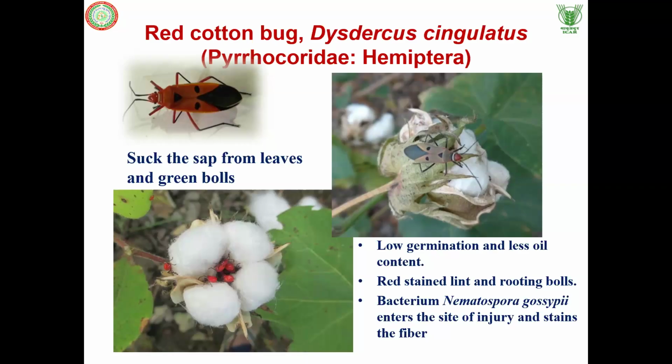Generally, the cotton should be whitish in color, and because of the attack of these red cotton bugs, the cotton color will change to pinkish or blackish. And these are all the sucking pests.